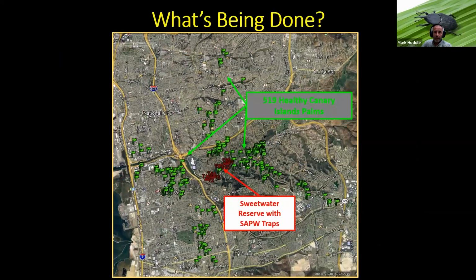Okay, so here we are, Sweetwater Reserve. That should say 521, not 519. And you can see the urban palms here in these green flags where we have tracked the mortality or survivorship of those palms. Here is the Sweetwater Reserve. We had 10 monitoring traps set up in here. That program finished in January of this year, and we have 6.5 years worth of monitoring data for those sites. So we have a very good idea of what South American palm weevil is doing in this area. And those data are helping to inform some of the management plans that we are developing now.